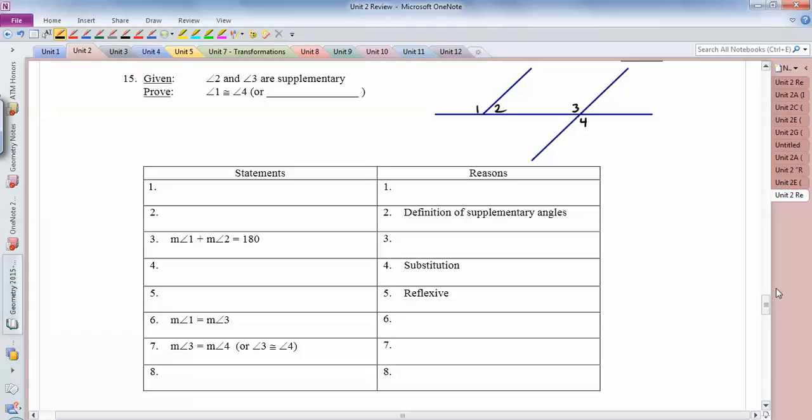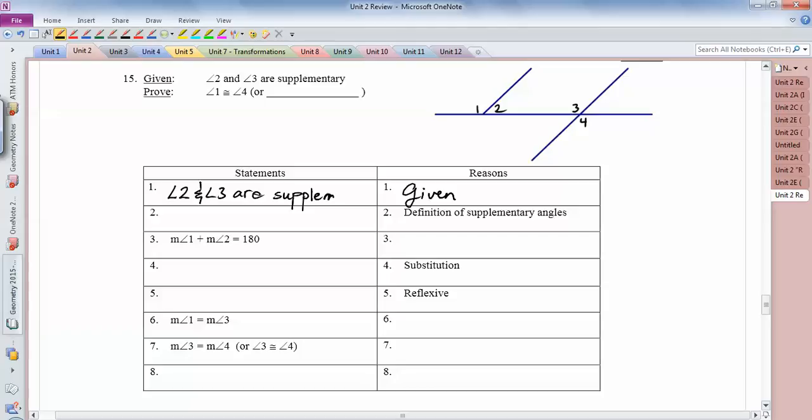The given is 2 and 3 are supplementary, and no given is filled in here, so I'm just going to assume that that goes right here. Angles 2 and 3 are supplementary. Typically, you start with the given. You don't have to, but it's a good rule of thumb.